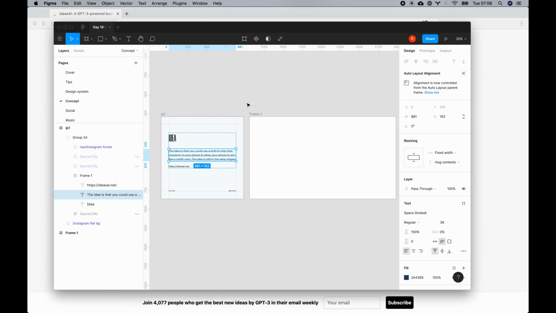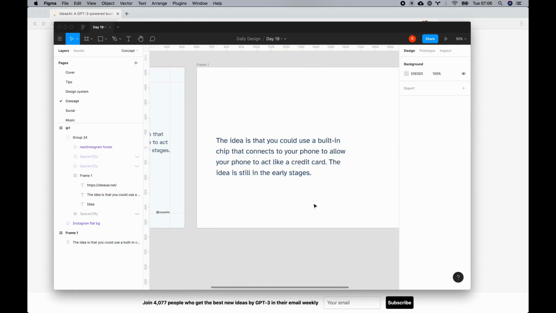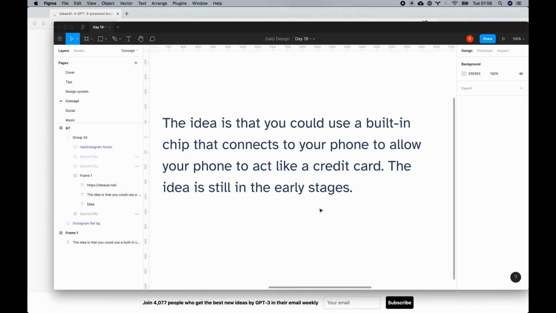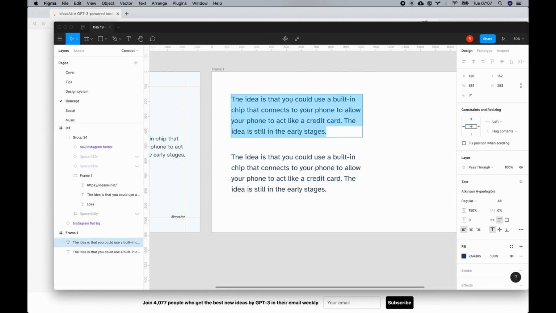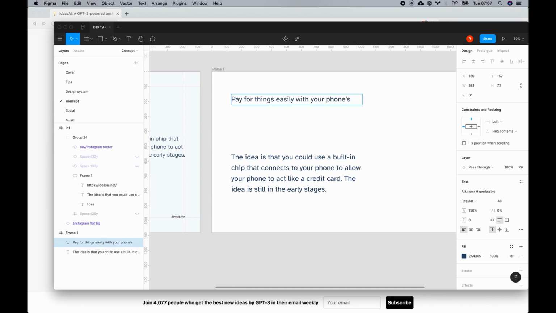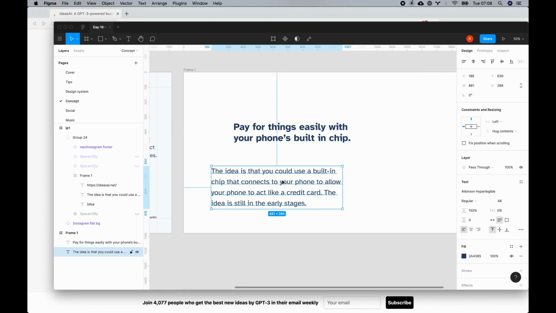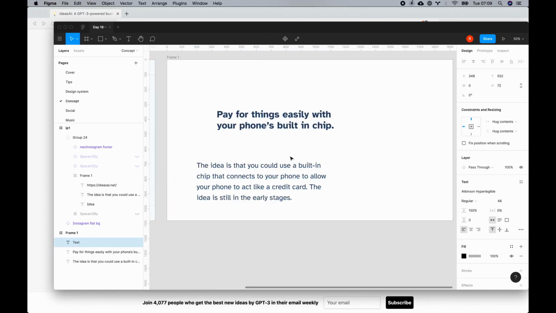Okay, so straight away I'm putting the main text into the frame and I'm trying to break it down, and here I'm thinking of different words, and I'm quite excited about this one because this is to do with mobile phones. Well, it's quite modern, getting away from using cards all the time. Everything seems to be going through the phone now, so I'm trying to think of headings such as pay for things easily with your phone's built-in chip.